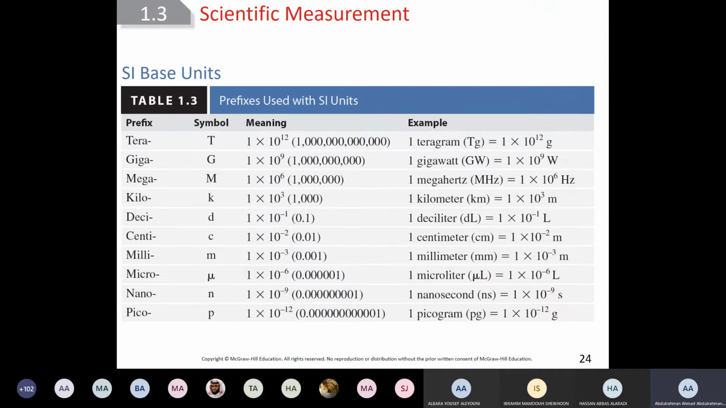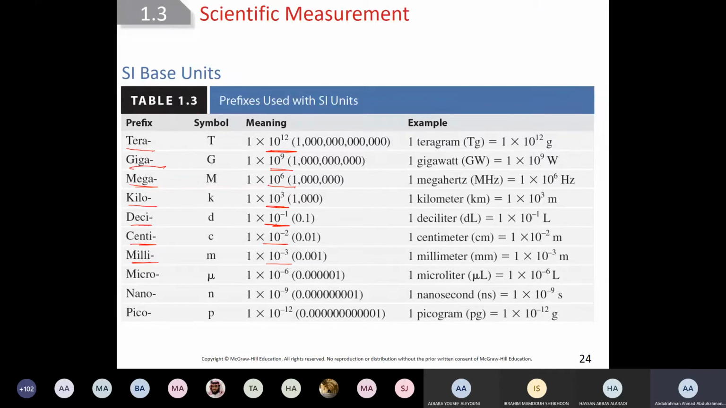Okay, good. Next, I want you also to know these prefixes. Tera means 10 to the power 12. Giga means 10 to the power 9. Mega means 10 to the power 6. Kilo means 10 to the power 3. Whatever I underline in red, you have to memorize very well.